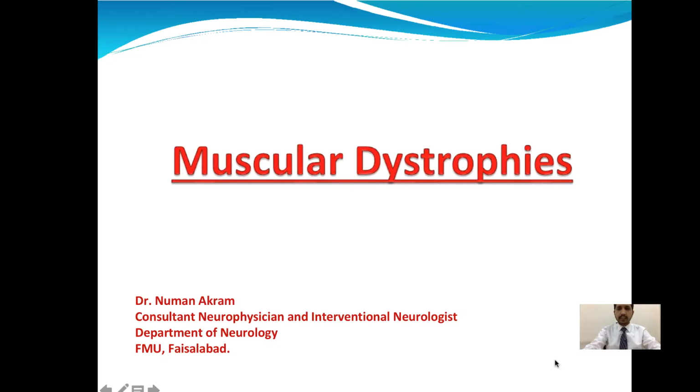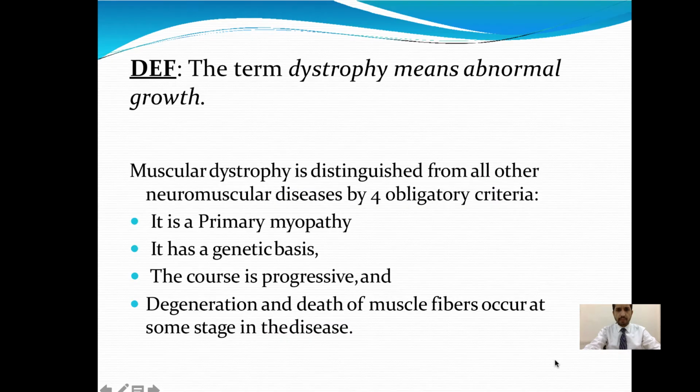This lecture is intended for undergraduate students, and today's topic of discussion is muscular dystrophies. The term dystrophy means abnormal growth, and muscle dystrophy is distinguished from other neuromuscular disorders by four main obligatory criteria.